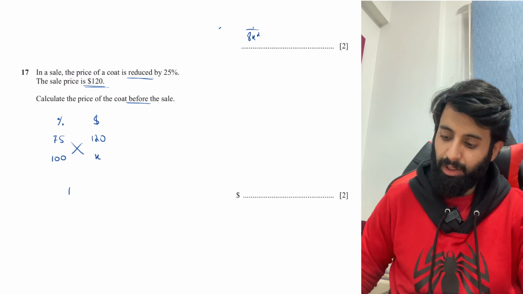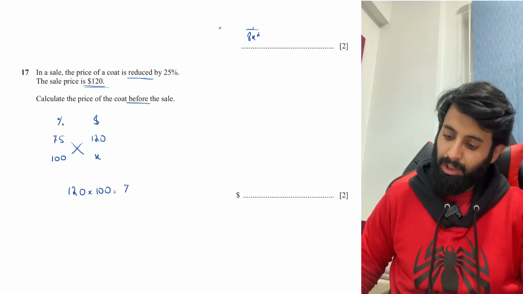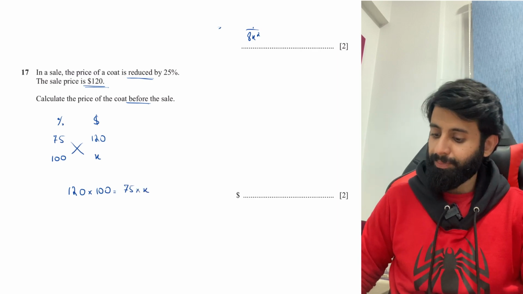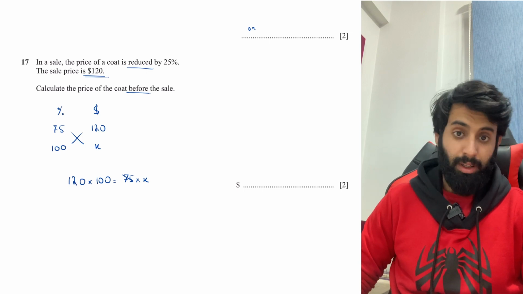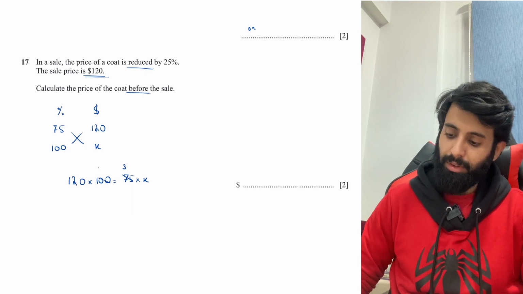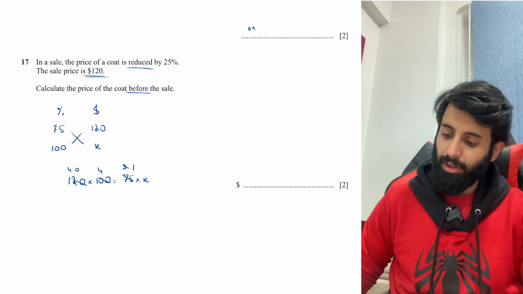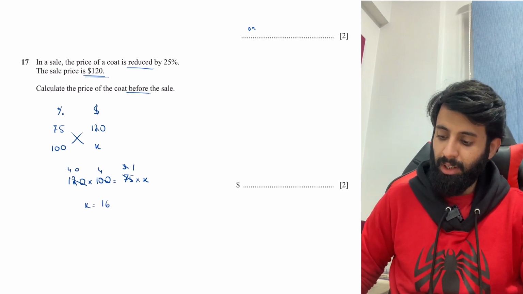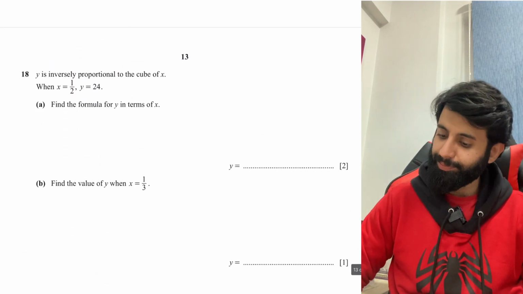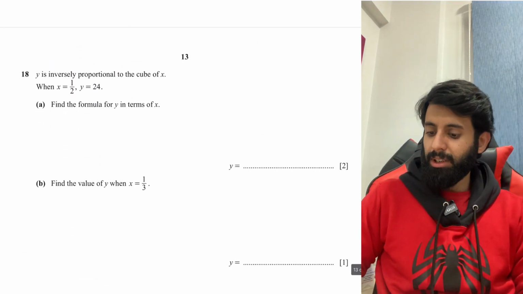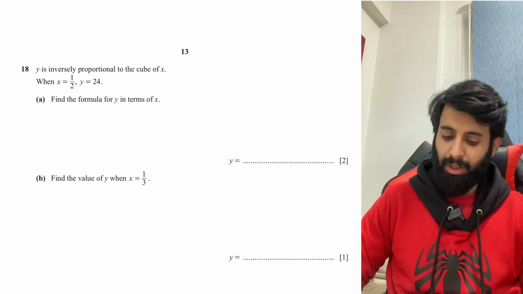Now you cross multiply. I was about to pick up my calculator, but this is paper 1, so no calculator, folks. Nothing to worry about, it should be easy. 75 and 100 you can simplify using the table of 25. 25 3s are 75 and 25 4s are 100, and then 3 1s are 3, 3 4s are 12, 0. So what you're looking at is 40 times 4, which is $160. And there you go, that's your final answer. Easy does it. Then it says y is inversely proportional to the cube of x. This is question number 18, by the way, variation. Find the formula for y in terms of x.